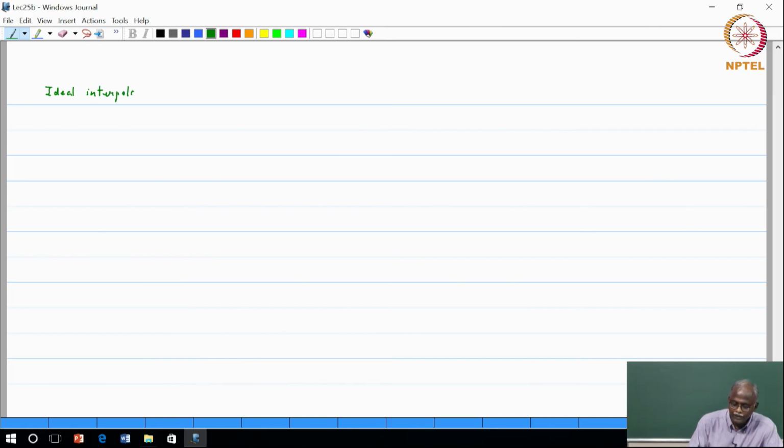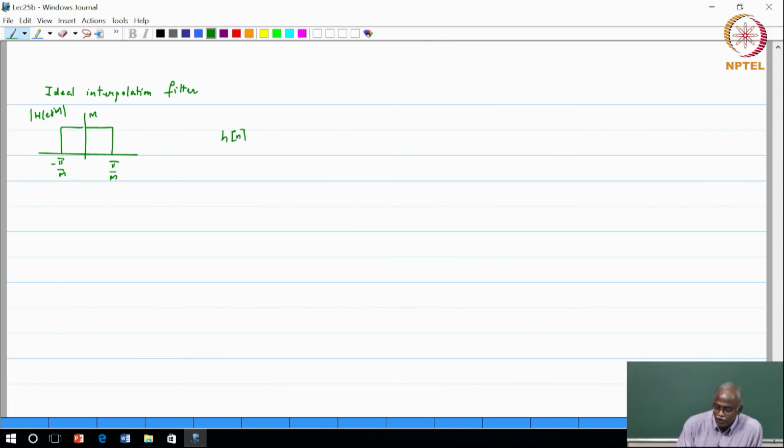Ideal interpolation filter, Nyquist filter. We said that if I want to interpolate by a factor of M, this will have a height of M. This is the frequency response, magnitude H(e^{j omega}), and it will go from minus pi over M to pi over M. If I take it to be a zero phase filter, then I get an infinitely long sinc function, sin(pi n over M) divided by (pi n over M). Basically that is the sinc function form.